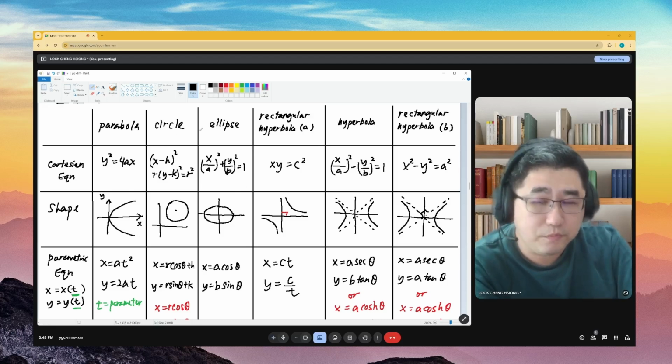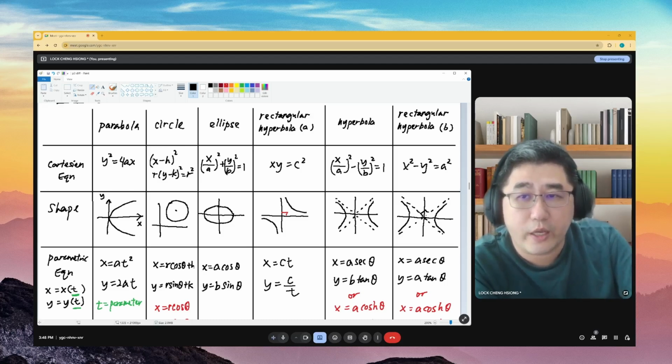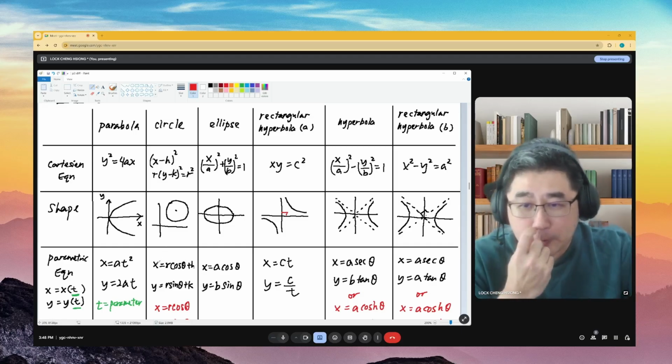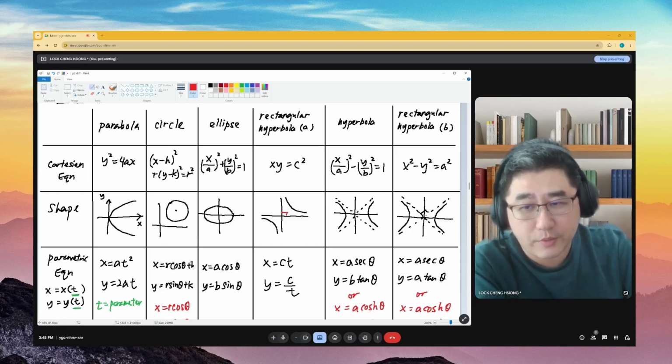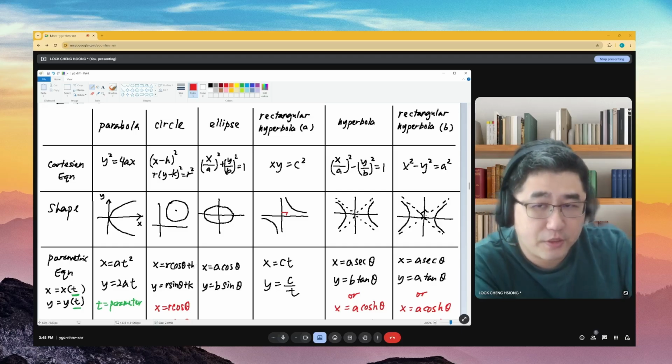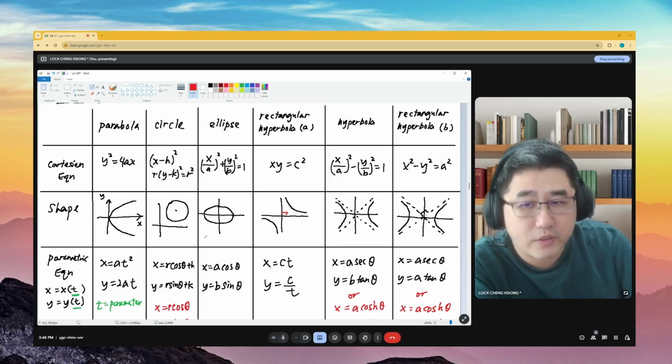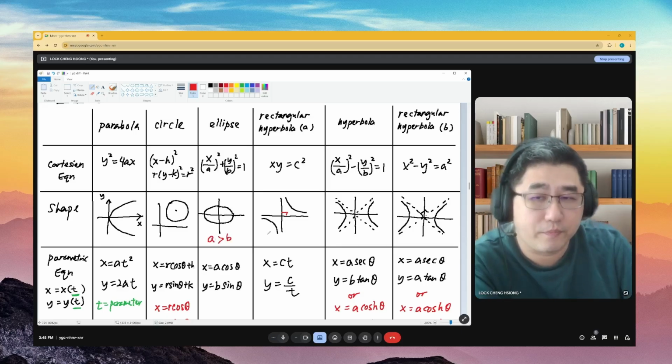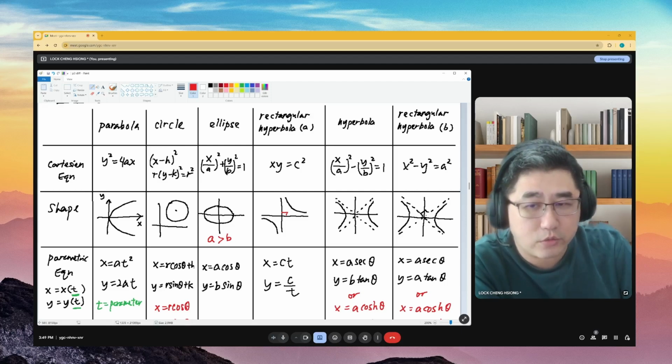Then we also have the circle. The Cartesian equation is in the form (x minus h) squared plus (y minus k) squared equals r squared, where the parametric equation is x equals r cos theta plus h, y equals r sin theta plus k. We also have the ellipse. This is a horizontal ellipse, that means a is longer than b. Horizontal ellipse: x equals a cos theta, y equals b sin theta.